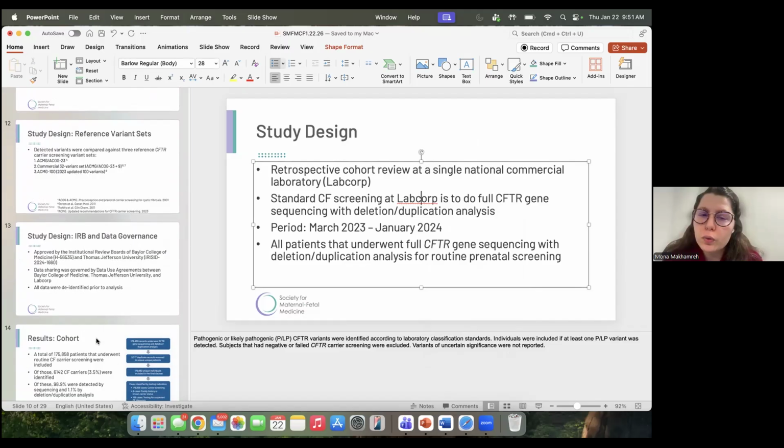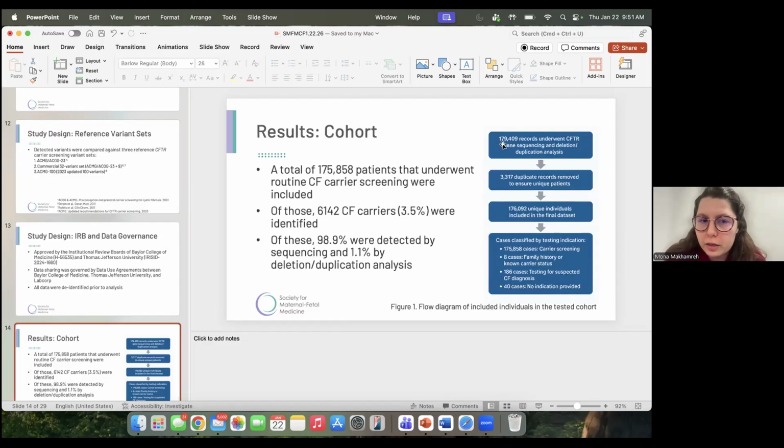Yes, so you are very correct. It did start in March 2023. That's why the time period was March 2023 to January 2024. So you will see here, sorry, I skipped a few slides just to explain. The number of individuals between that time period that were tested for cystic fibrosis at LabCorp and underwent full sequencing was this number. We went through the indication for testing, and we excluded anything that had a family history or suspicion for cystic fibrosis. So we only included those that had routine carrier screening.